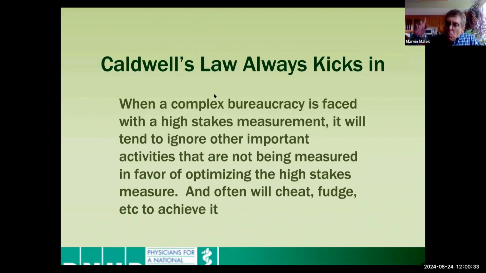Caldwell's law is, you must know about Caldwell's law. When a complex bureaucracy, like any hospital, is faced with a high stakes measurement, like what Medicare is measuring, the hospital will ignore all their other important activities, particularly ones related to quality of care, that are not being measured in favor of optimizing the high stakes measure. They'll cheat, they'll fudge, but at the very least, they'll give up all their other quality work because this is really going to hurt them at their bottom line.